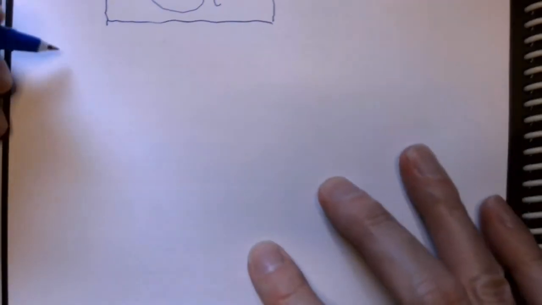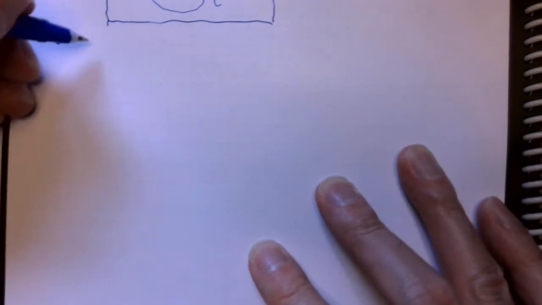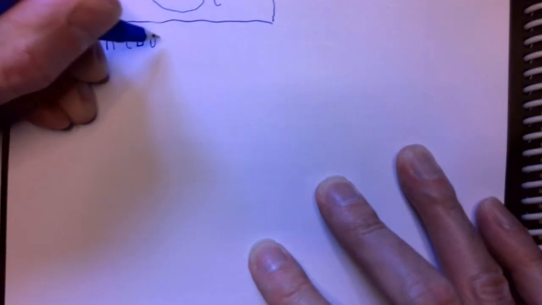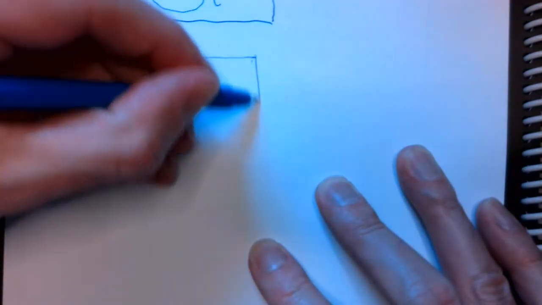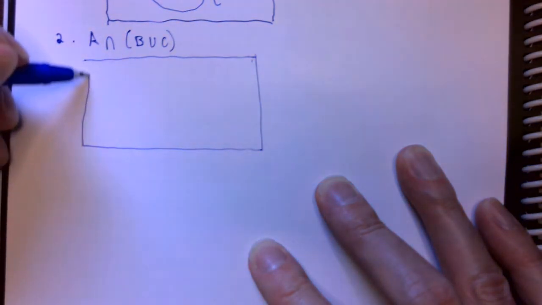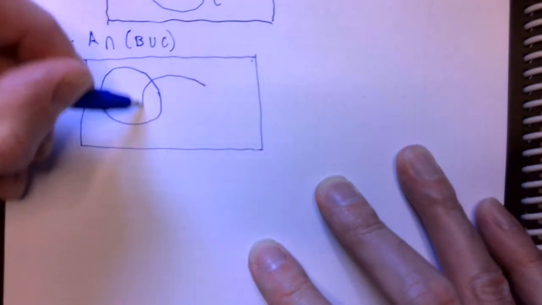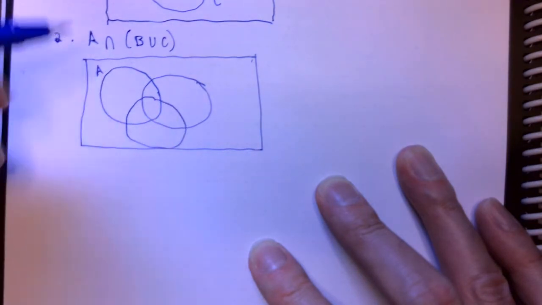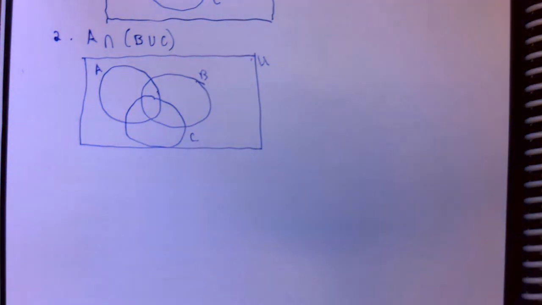I want to do a couple others just so we get some practice. Let me try a couple different operations for this one. Let's do A intersect B union C. Once again, draw my box, a circle for A, circle for B, and a circle for C, and I'll label them A, B, and C. That's my universal set.